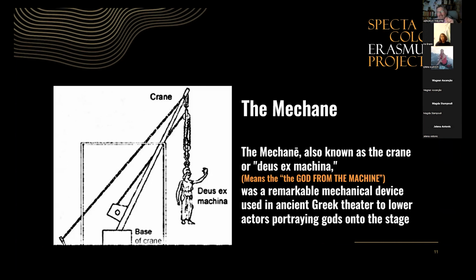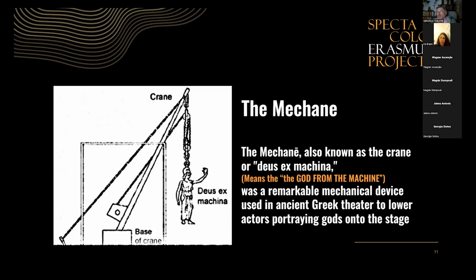Or deus ex machina. It was a remarkable mechanical device used in ancient theater to lower actors pretending to be gods onto the stage. It was on the top of the scene building behind the orchestra, absolutely against the audience. The term deus ex machina translates to the god from the machine in Latin, a reference to how the divine characters would come down from above, held up by a crane to change the story of the play.